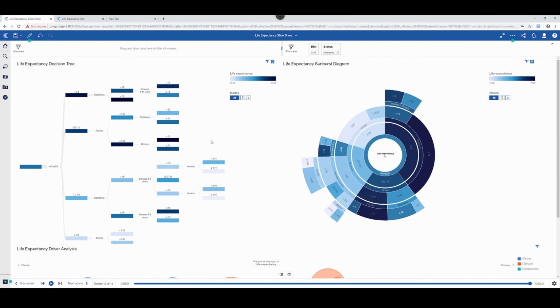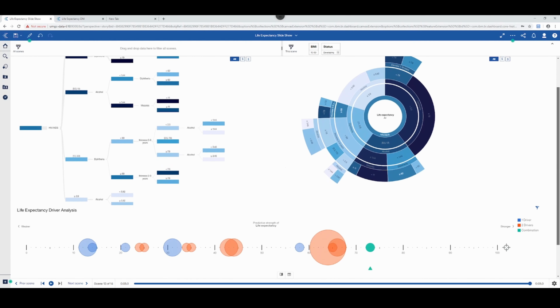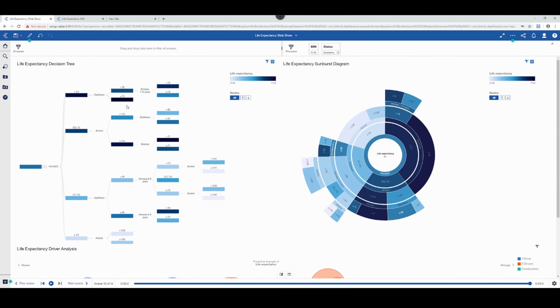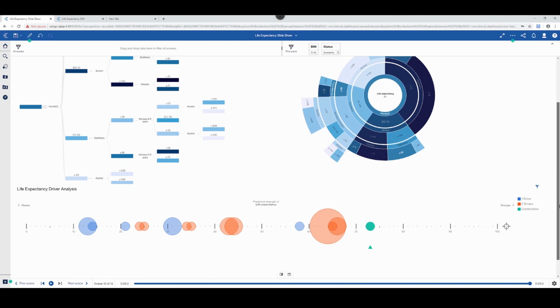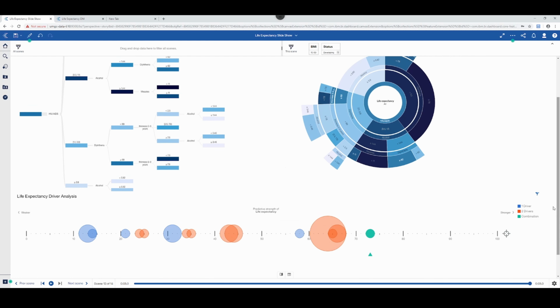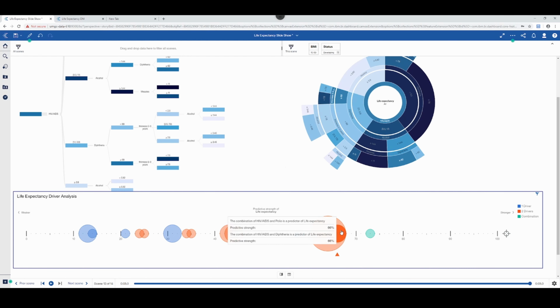Okay, so we're back here looking at the decision tree diagrams, but now we have excluded body mass index. So here's our new decision tree and sunburst diagrams. And this is the driver analysis down here. And as before, this gives us the combination of drivers that have the strongest predictive strength. And we can also look at the combination of two drivers. There's a couple here. There's HIV/AIDS, polio, and HIV/AIDS and tetanus immunization.